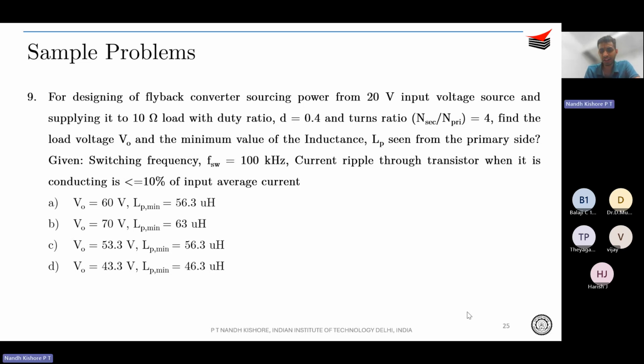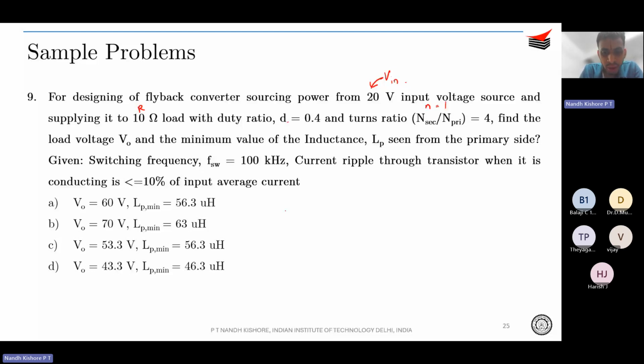So there is a flyback converter. Let's break it down to parts. Vs or Vin is given. It is applying it to a 10 ohms load, so RL is given. And duty ratio is given, of course. And the turns ratio N secondary by N primary is 4, that is N is equal to 4. Find the load voltage V naught and the minimum value of inductance LP from the primary side.